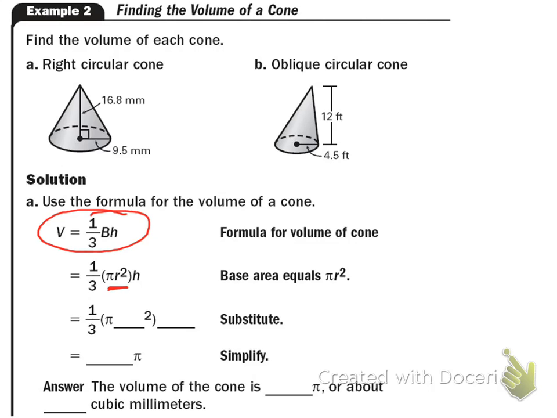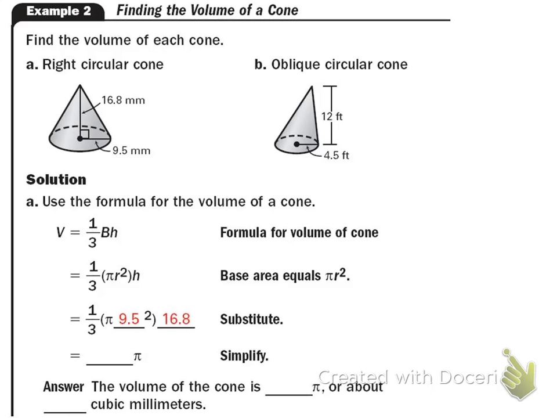The only things that we need to plug into this formula are what is the radius and what is the height. They've given us both of those. They've given us the radius, 9.5. They've given us the height, 16.8. Plug those numbers into your formula so that we have 1/3 times pi times the 9.5 squared times the height of 16.8. Okay, plug this into your calculator.